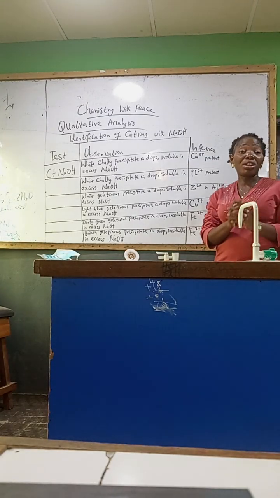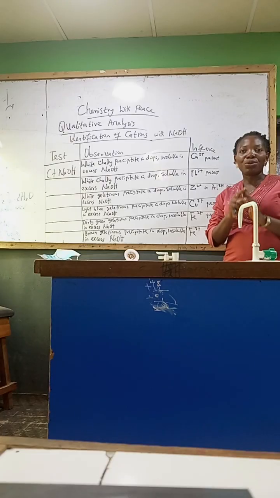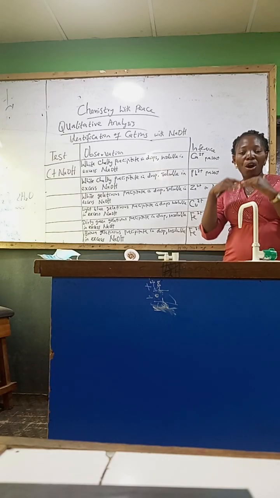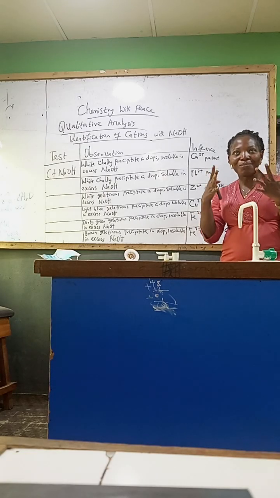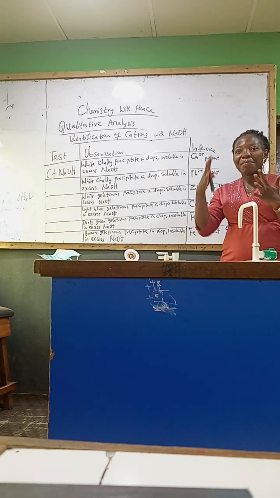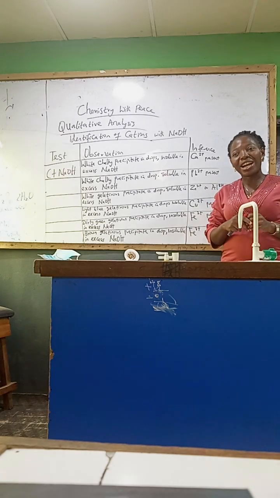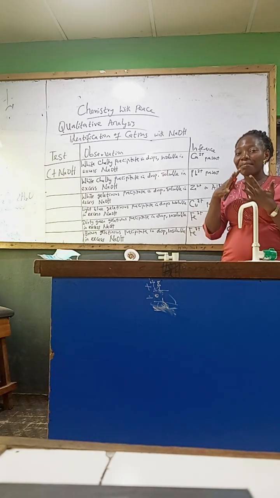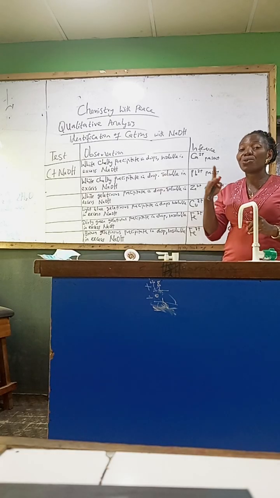So please don't fail qualitative analysis. When it comes to cation, it's good that you note the observation that is meant for particular cation. When you just see blue precipitate, know that it's copper 2 ion we're talking about. If you see brown, know that you are talking about iron 3 ion. If you now see green precipitate with sodium hydroxide, you know you're talking about iron 2 ion.